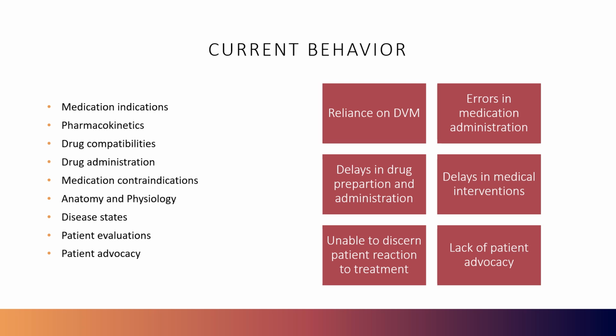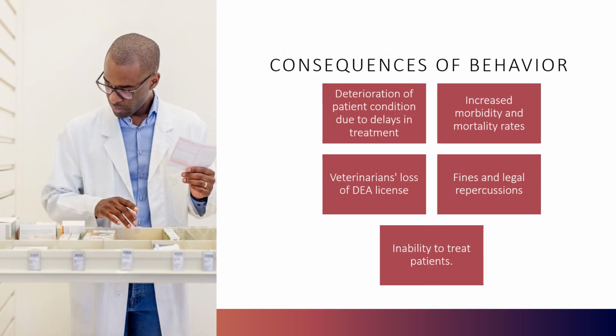However, once a veterinarian is alerted, there is a heavy reliance on the veterinarian to decide on next steps for intervention, resulting in delays in medical interventions and drug administrations. Urgency or lack of familiarity with the medications also results in errors in administration. Consequences of these delays and errors can result in deterioration of patient conditions and increased morbidity and mortality rates. Administration and compliance errors in drug administration can result in veterinarians' loss of DEA licensure, fines, and legal repercussions, amounting to the hospital's inability to treat patients.